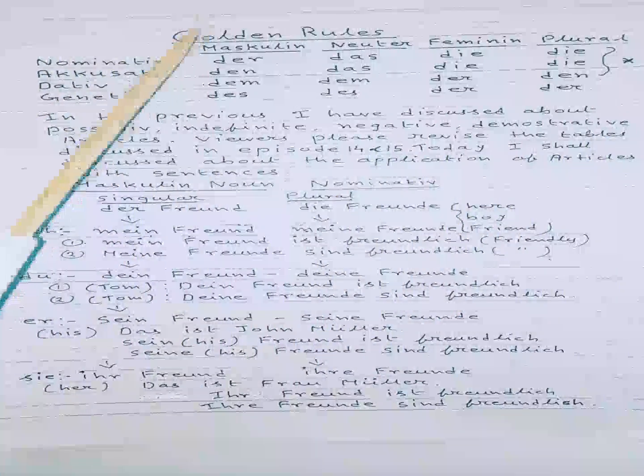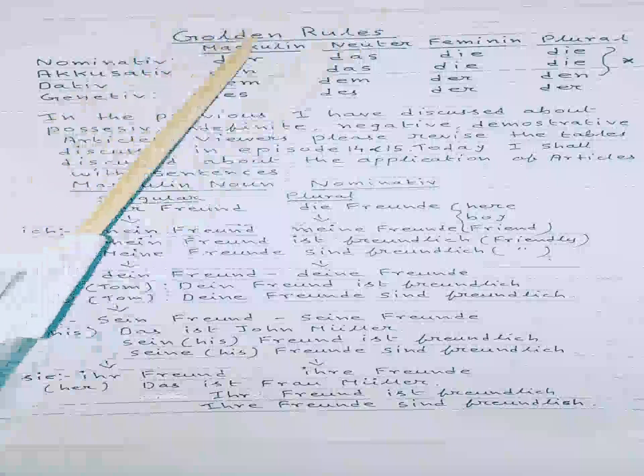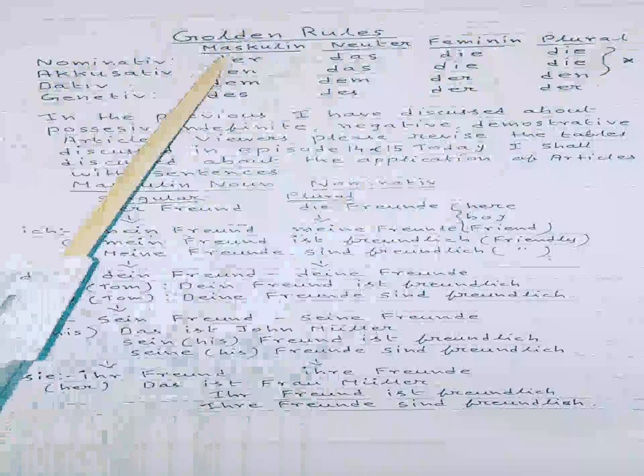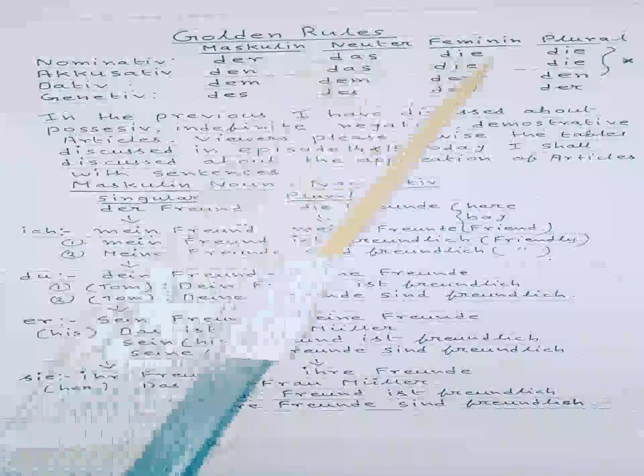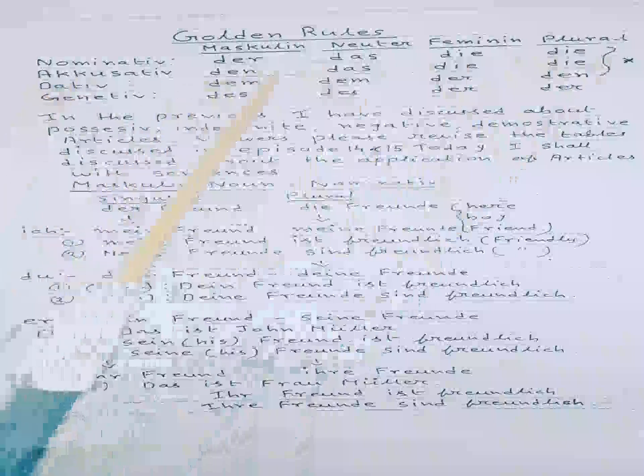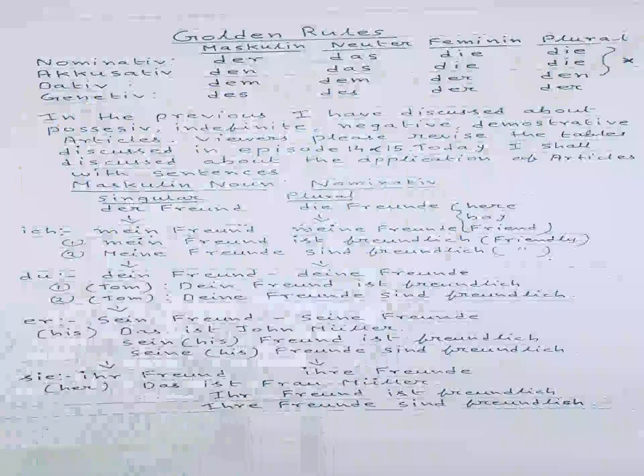Now, let us revise the golden rules. Masculine, neuter, feminine, plural. Nominative: der, das, die. Accusative: den, das, die. Dative: dem, der, den. Genitive: des, der, der. Now let us start.